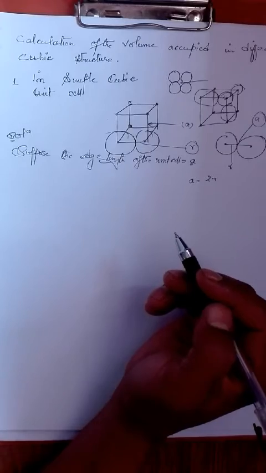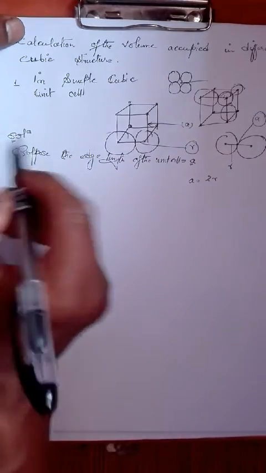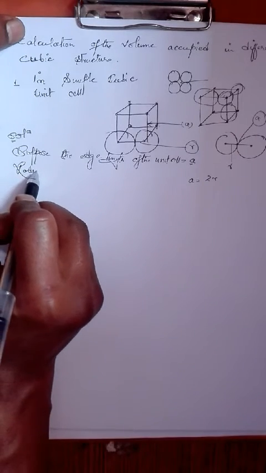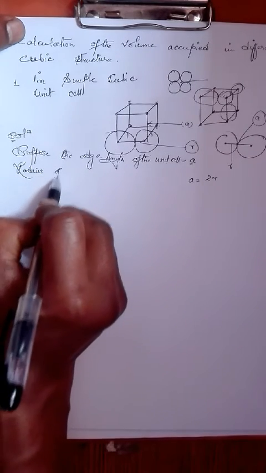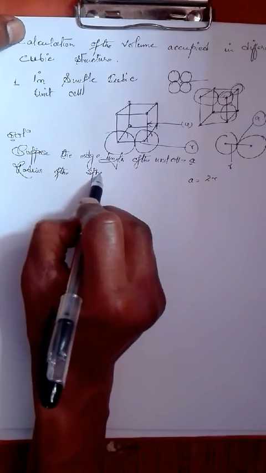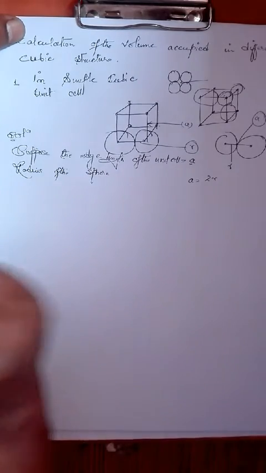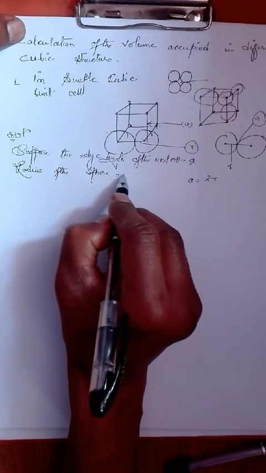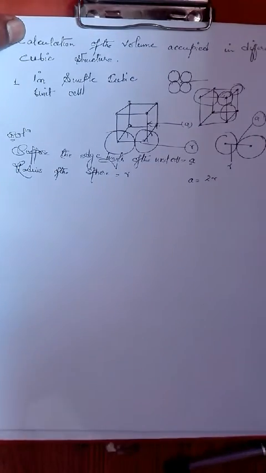Not even centimeter. And then I will also assume the radius of the sphere. Remember here, this sphere represents a constituent particle. Radius of the sphere will be equal to R. R centimeter, R picometer, okay?